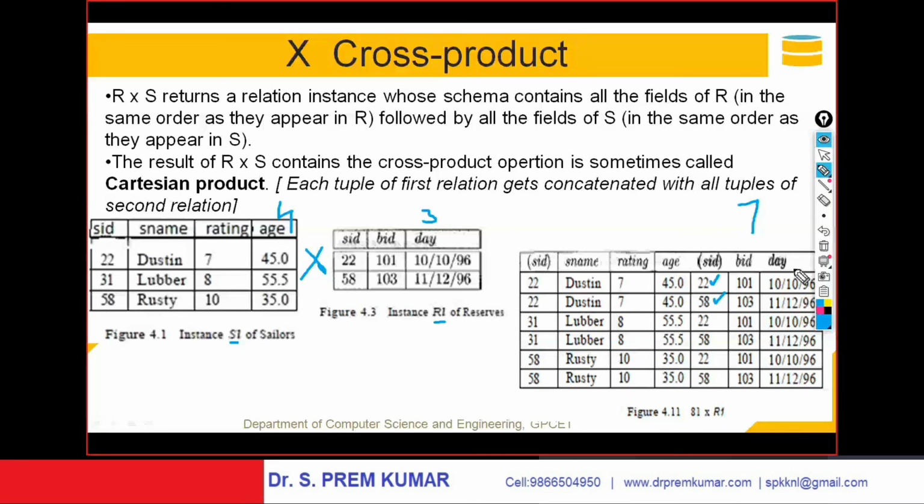The second point, each row of the first relation gets connected with all rows of the second relation. Dustin gets connected with 22 and 58. Lubber gets connected with 22 and 58. Rusty gets connected with 22 and 58, and hence the total number of rows will be 6. Here you are having 3 rows, here 2, 3 into 2, that is 6 rows.